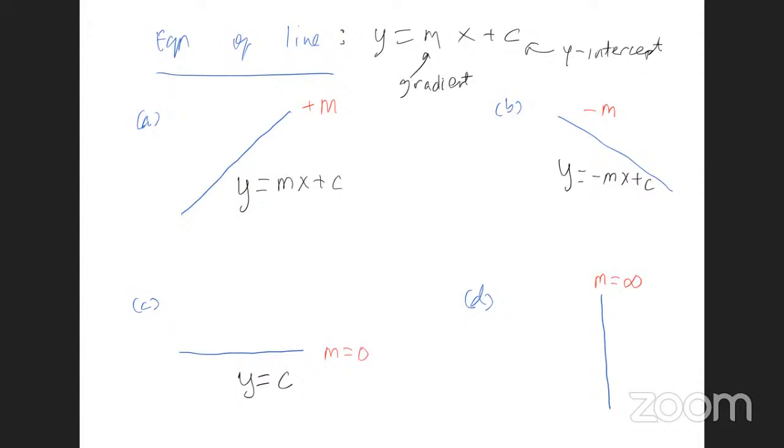Y equals infinity. Sort of, but that's not really an equation. So the way to write it is this: x equal to some value. So let's call it k. So if this line passes through x is 4, the equation is x is 4. Okay?